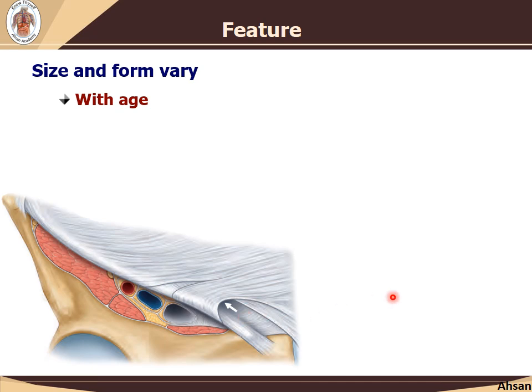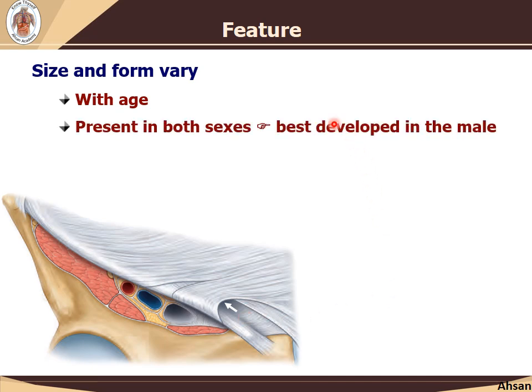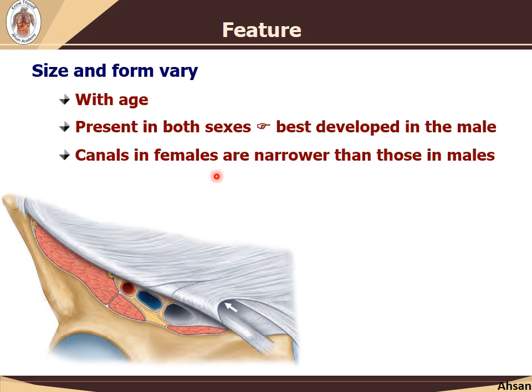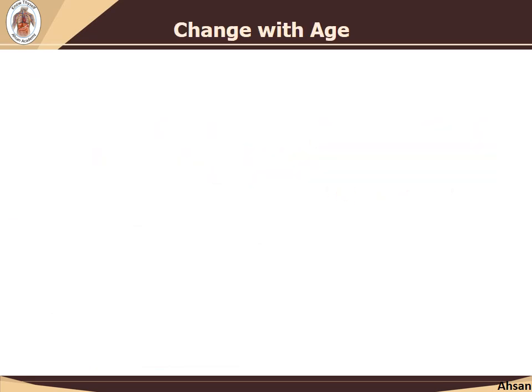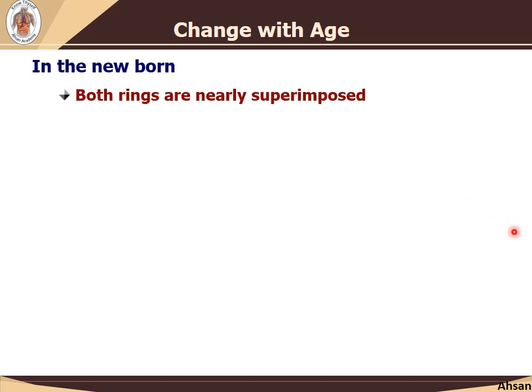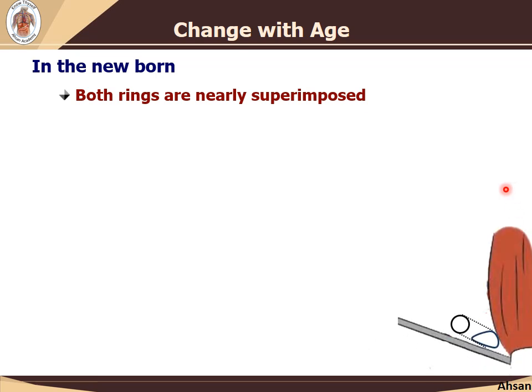Its features vary with age. It is well developed in the male and narrower in the female than in the male. In the newborn baby, both the rings are very close, so in the infant they overlap each other. So this is a relatively weaker area in the infant, and the canal is very short.